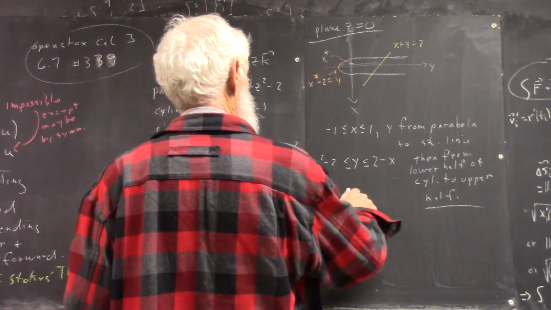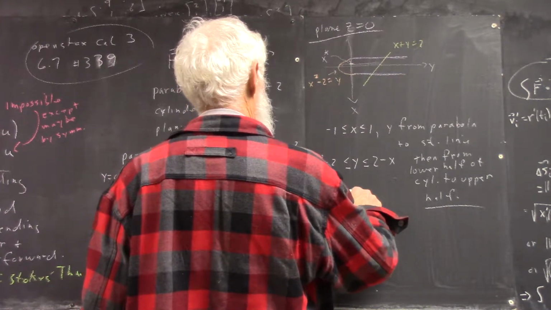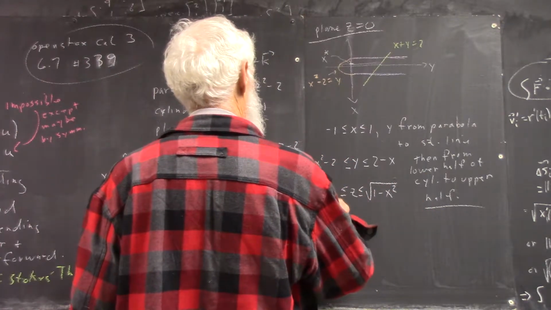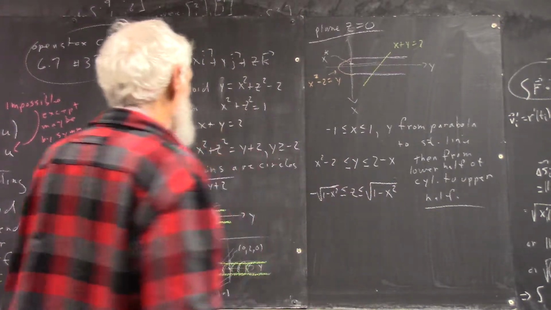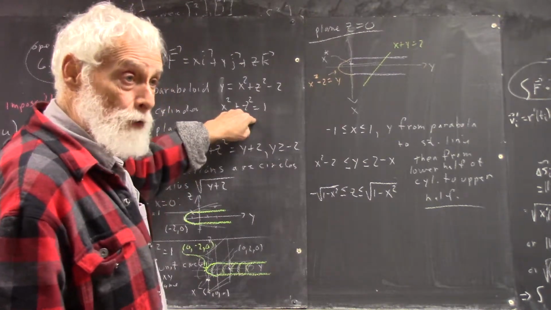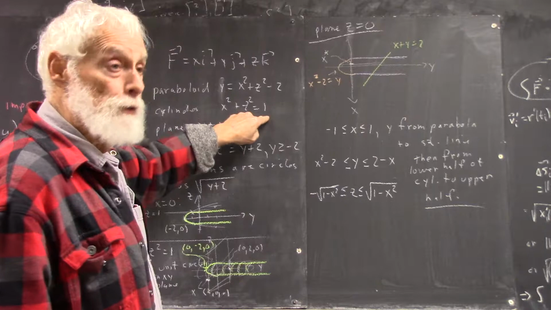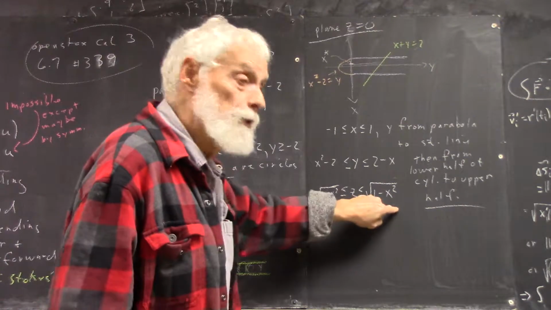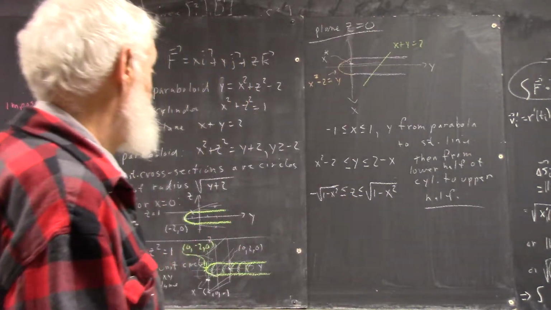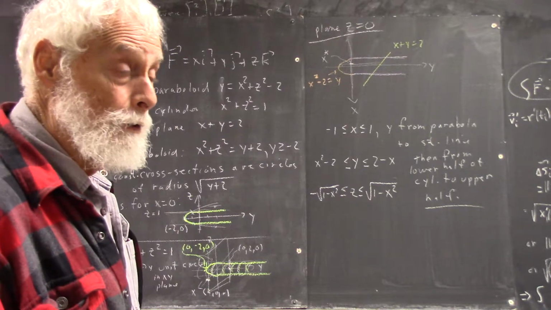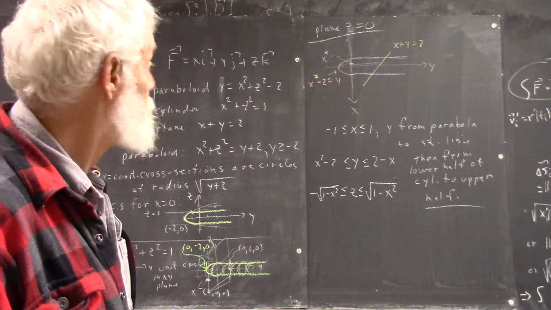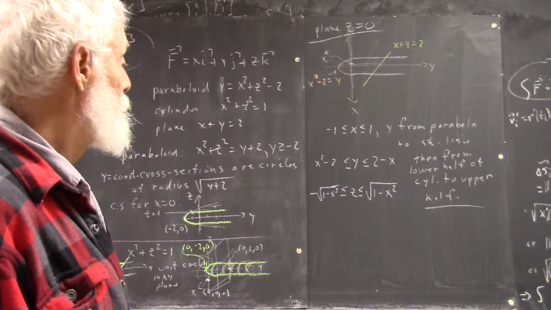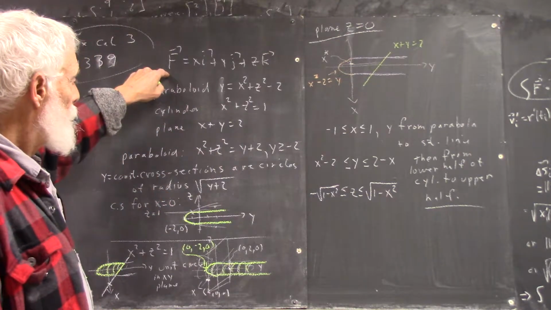Well, x squared plus z squared is 1. So on the cylinder, z is plus or minus the square root of 1 minus x squared. So it goes from the minus to the plus. So that's going to be a fairly straightforward integral, isn't it? Okay? Now we want to integrate this over the surface.